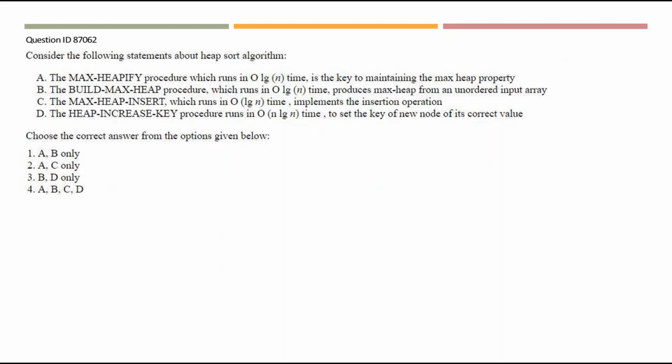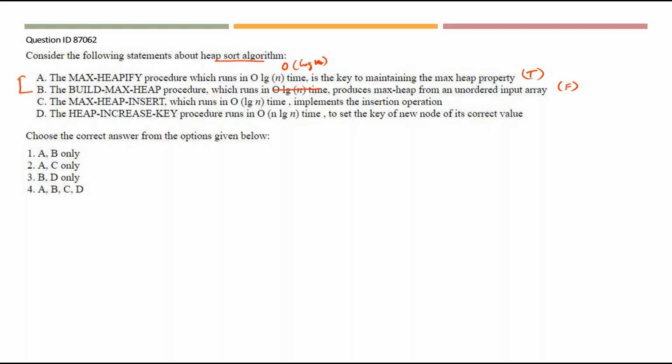Next question. Consider the following statements about the heap sort algorithm. The max heapify procedure, which runs in O of log n time, is the key to maintaining the max heap property. This will maintain the max heap property as well as run in O of log n time. This is true. The build max heap procedure, which runs in O of log n time, produces a max heap from an unordered input array. Actually, the content about the procedure is right, but the running time is wrong here. So we will mark it as false.